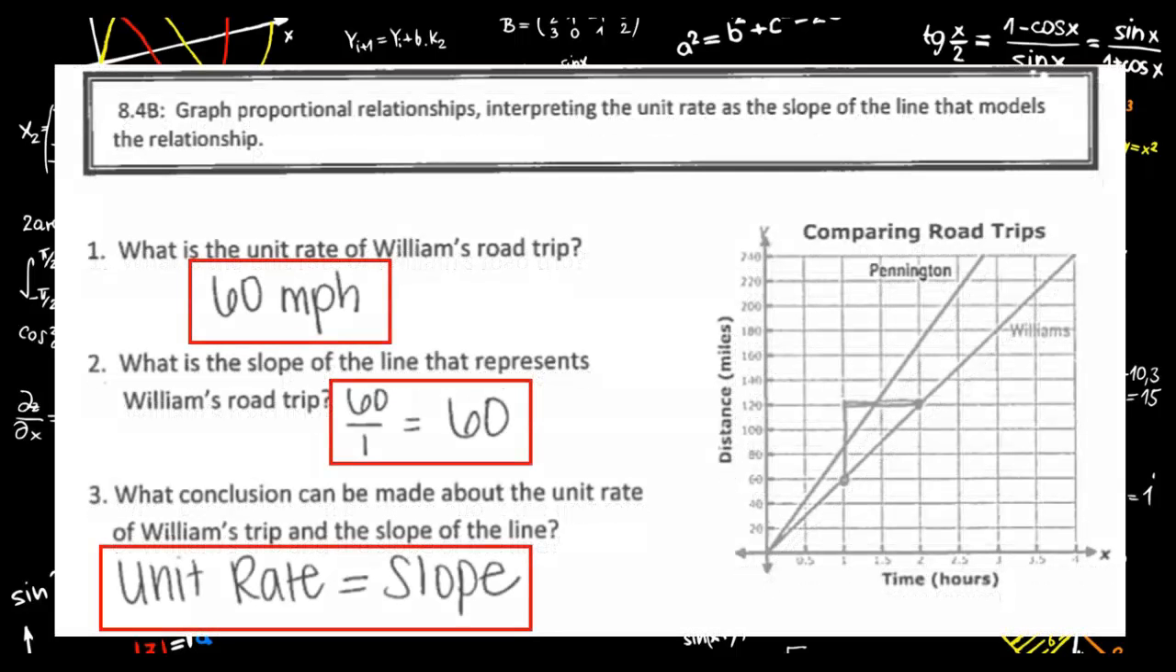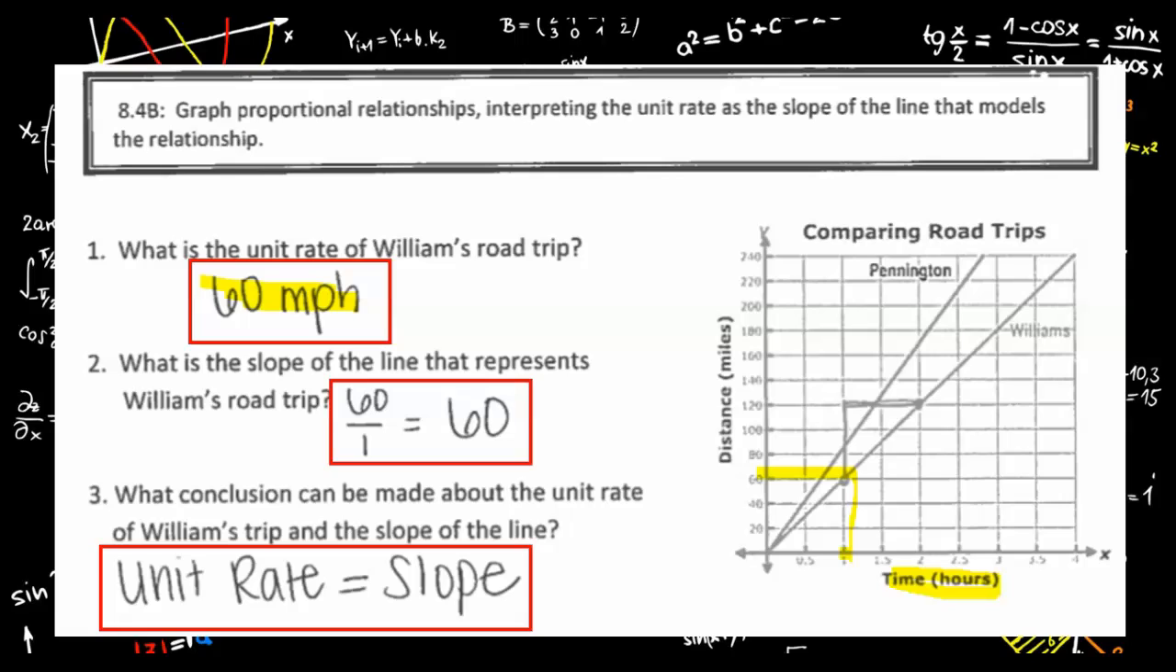Okay, so let me grab a highlighter. The unit rate, remember, is where our denominator is 1. So we're talking about the miles per hour for 1 hour. I looked over here at my graph and I see where we have a time of 1 hour. Then I go up there and look at Williams' road trip and I see he is going 60 miles per hour at 1 hour.